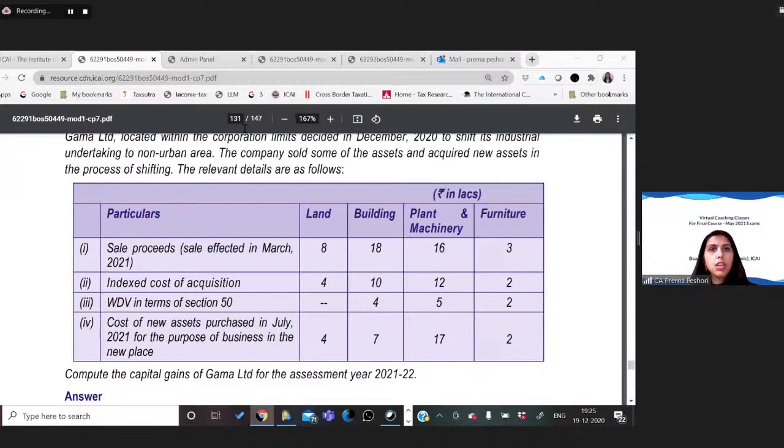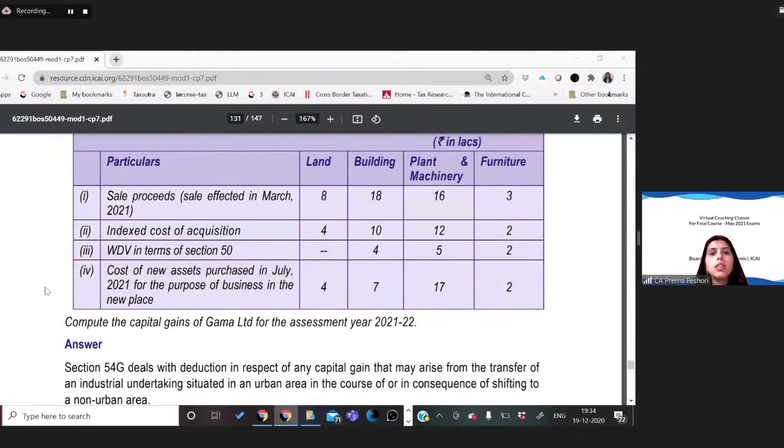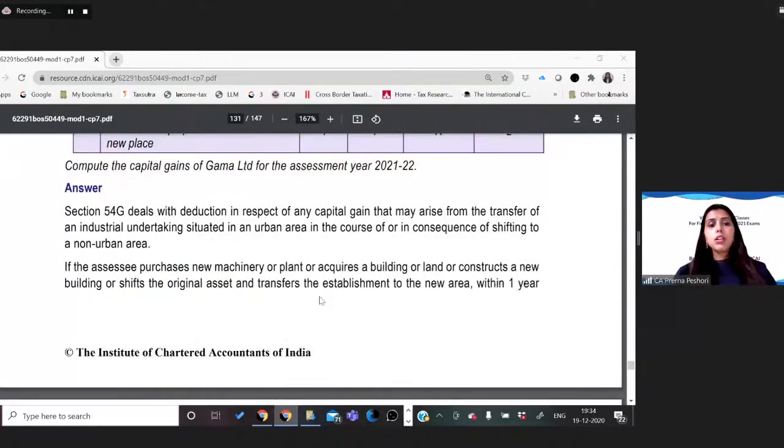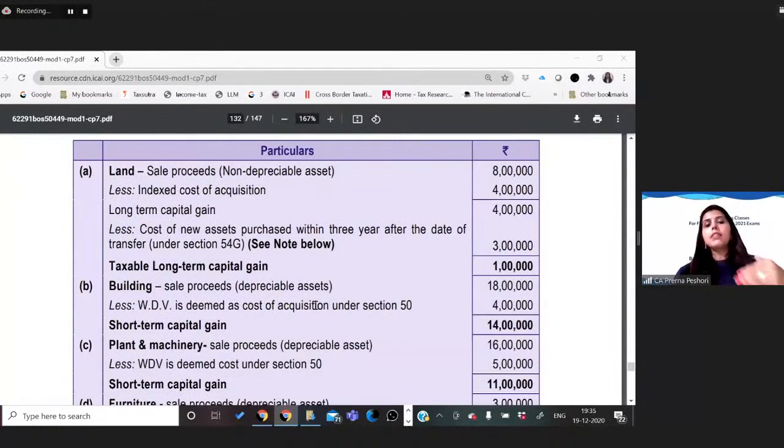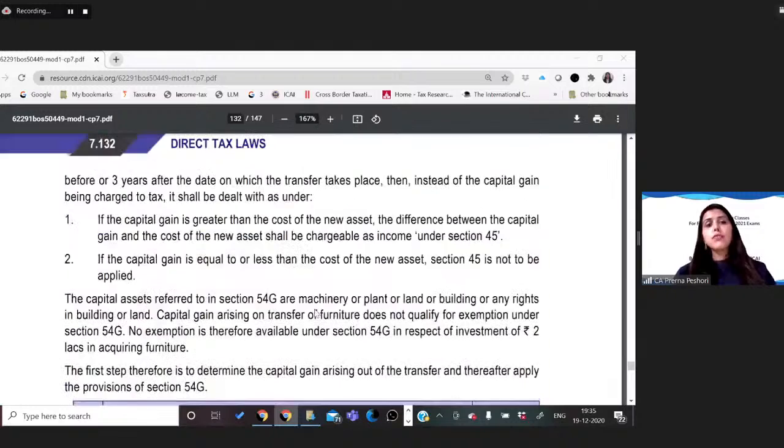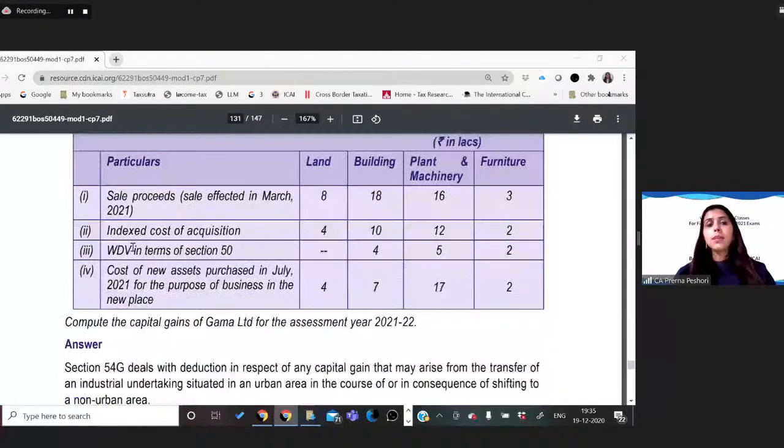So here if you see, again very simple question, only one adjustment is there. Land, building, plant and machinery, furniture. So for furniture, 54G will not be available in this case. Furniture does not qualify as an eligible asset. So in this case, we will not take into consideration furniture which is purchased as well as which is sold. Now you will compute the capital gain. Land, building, plant and machinery and furniture. The rest of the assets are short-term capital gains because those are depreciable assets. Only land is non-depreciable, which will qualify as long-term capital gain.